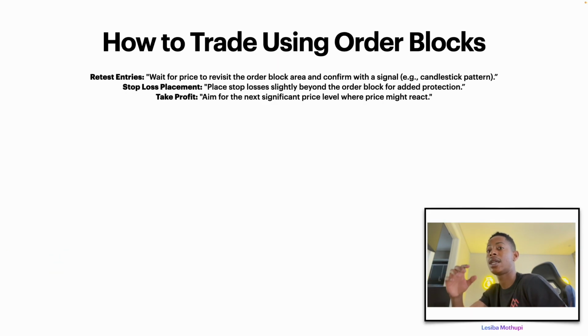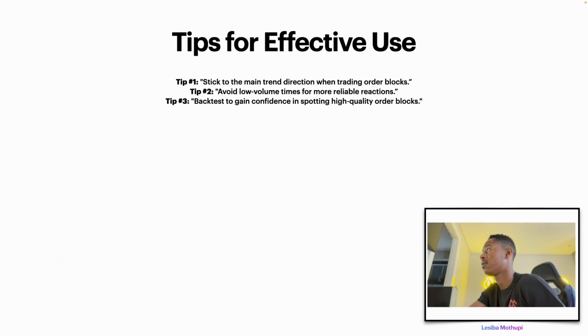So I want us now to look at the tips that can help you when trading order blocks. The first tip is to stick to the main trend direction when trading order blocks. As long as you're in an upward trend, stick to bullish trades.